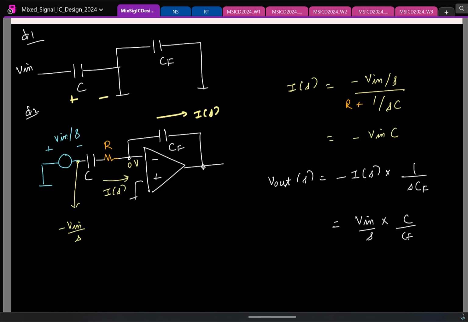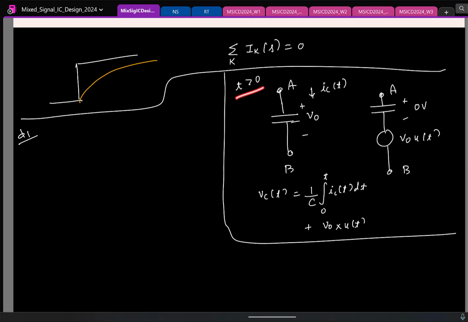The deal is we are looking for a time instant t greater than 0, let us say. The initial condition you treat as V naught times U of t. There is no true DC, right? It is all after some time. You assume that this is for time greater than 0.